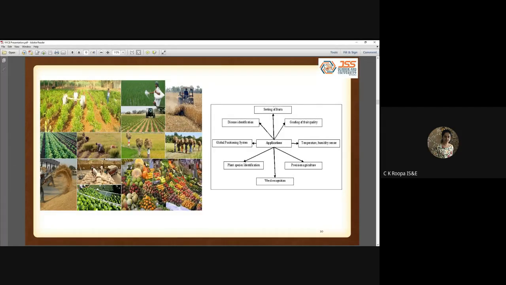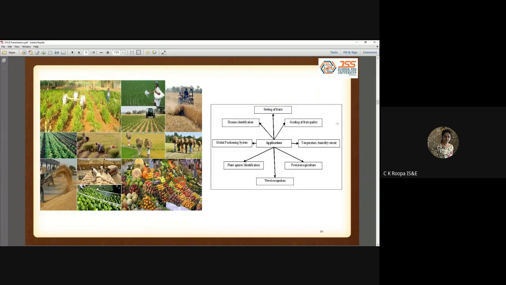For example, it could be sorting of fruits, where you have a set of fruits that are available and try to sort them depending upon different sets of features. Then grading of the fruit quality. So try to measure the temperature or the humidity by making use of sensors. And there is a very interesting field called precision agriculture and weed recognition, whether it is a right plant or whether it is a weed plant, right?